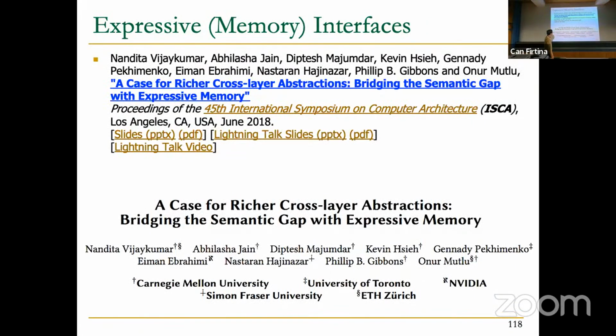This one is also a super interesting work. It's a case for richer cross-layer abstractions, bridging the semantic gap with expressive memory. What does expressive memory mean? We are talking here about more general purpose processors, and more specialized processors. And we can also talk about the different units that you have inside a CPU or in your computer to perform specific operations, which can sometimes be good for workloads, sometimes not that good, right?